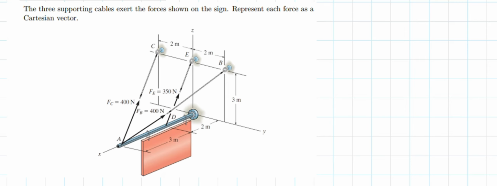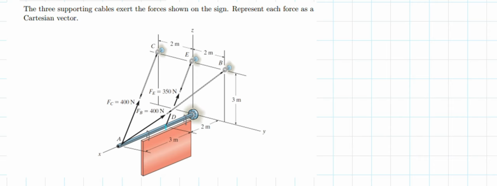Now, may I ask you a question? Did you notice something? Every question regarding the position vector is similar to each other. This question says that we have to represent every single force present in our diagram in the Cartesian vector form or the vectorial form. And for that, we have to define the locations of every single point present in our diagram.